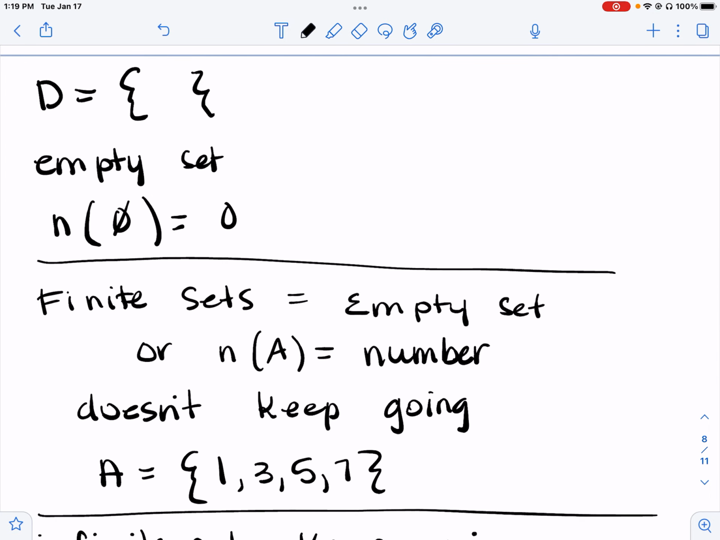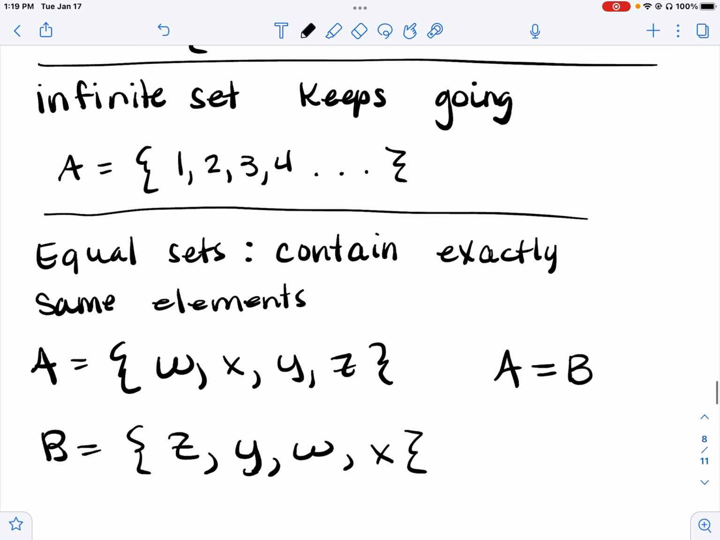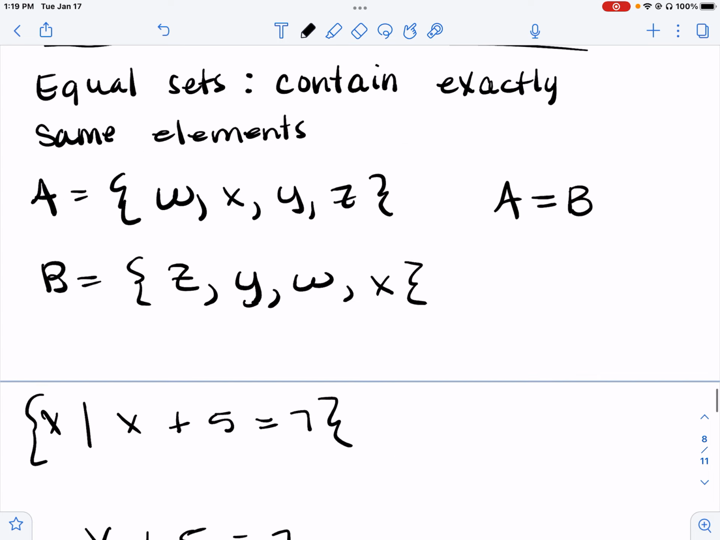Okay, the empty set has 0 items in it. A finite set is an empty set, or the number of items in the set is a certain number. Okay, what does that mean? It doesn't keep going. An infinite set keeps going. Like if you say the number's bigger than 0, that would keep going. Equal sets contain exactly the same elements. Okay, so A and B have the same letters, just rearranged. We would say A equals B.